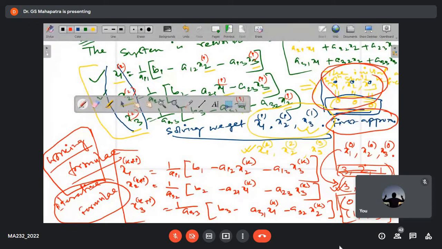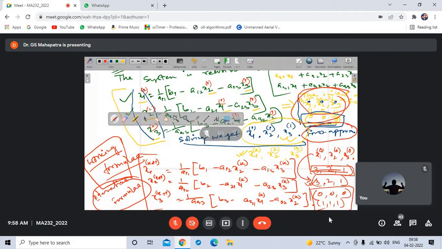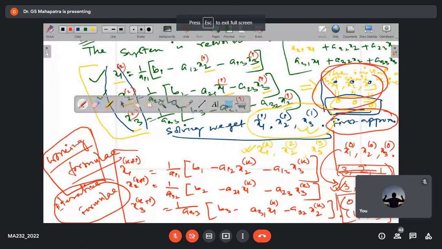Since you don't know the solution, it is not always possible to check. If it is a 4 cross 4 problem or 5 cross 5, it is really tough to check the exact solution. In that case, you just take 0, 0, 0, 0. It is better to consider 0, 0, 0 as the initial approximation. That will be the better one.